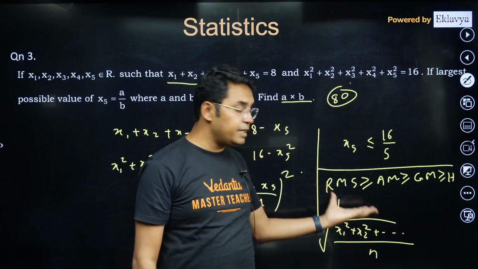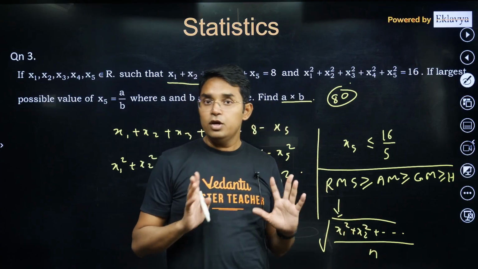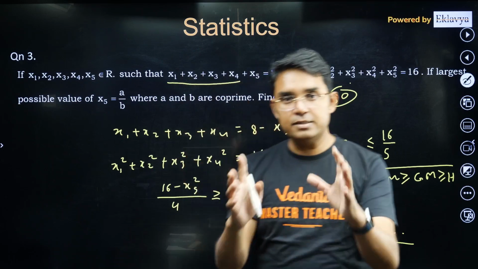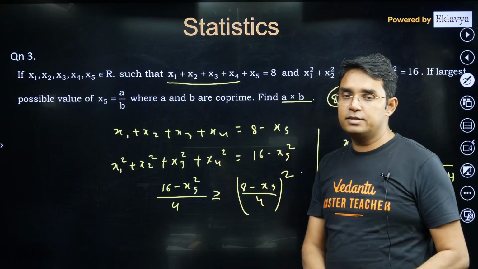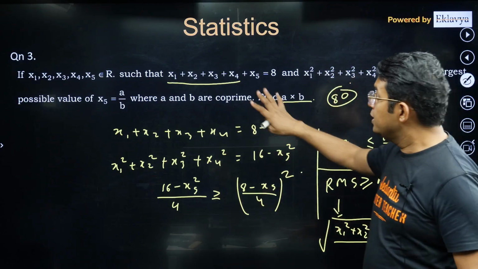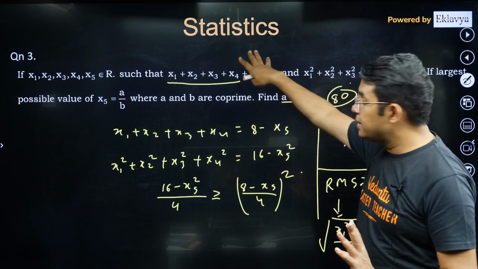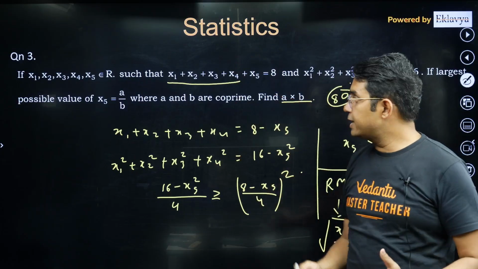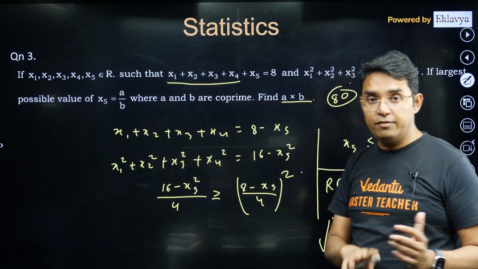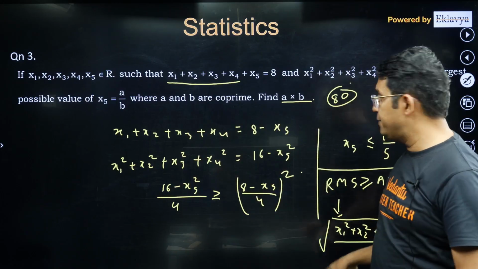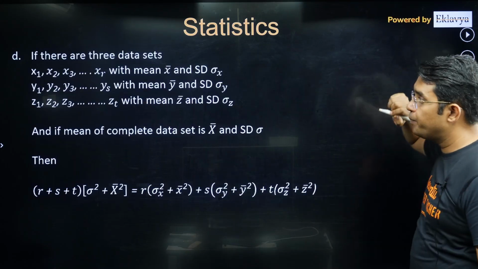And this RMS greater than or equal to AM is also one very useful thing. Please note this thing in your kitty of results and formulas. It will be very useful. Although this class is of statistics, maths is totally interconnected. So this concept of variance, the formula of variance that we are getting, leads to this RMS greater than or equal to AM also.